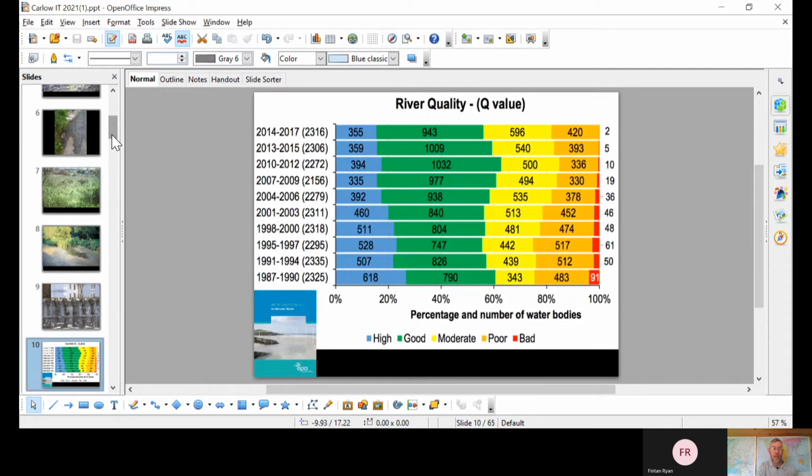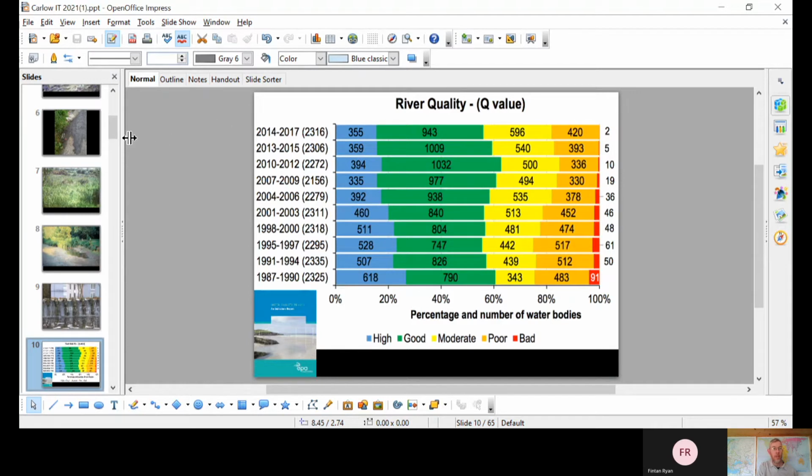And we can see if we look over the last 30 years, from the early 1990s up to nearly the present day, you can see here that the number of seriously polluted rivers has dropped from 91 down to 2 rivers recently. So that's a huge drop in the number of very seriously polluted rivers. But one of the slightly worrying trends that goes in parallel with that is that from over 600 odd high quality rivers, we've had a drop down to 355. So that's nearly a 50% drop in the number of high quality rivers around the country in the same time period.